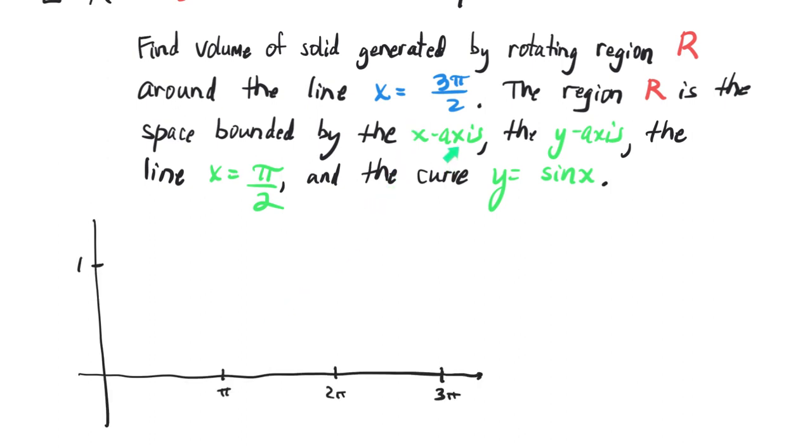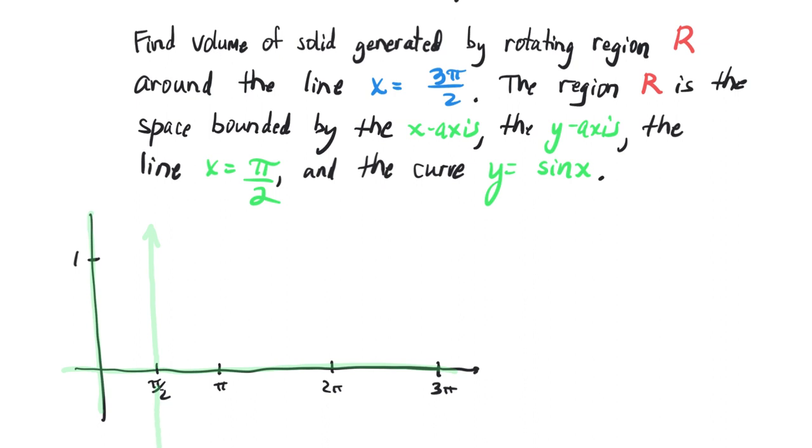All right, let's graph the x-axis and the y-axis as boundary points. So this will be one boundary. The y-axis is another boundary. The vertical line x equals pi over 2 is another boundary. And finally, the curve y equals sine of x, which is here. We now have our region R. All right, time to revolve this around our axis of revolution, which is the vertical line x equals 3 pi over 2.